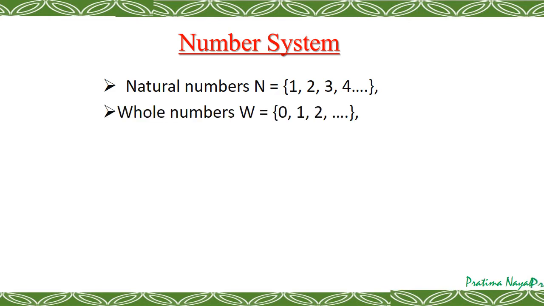After that, when we include 0, it is called whole numbers. So whole numbers start from 0, 1, 2, 3. Again, it has no end.